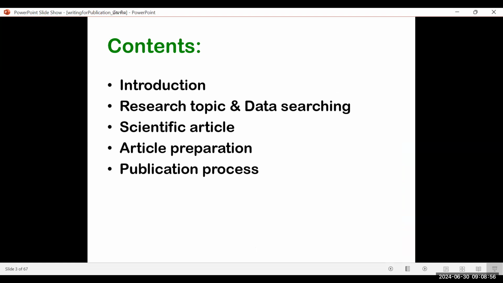My content for today will start with an introduction on why it is important to publish your work. Before publishing your work, research topics are far more important. How could you craft, ideate or innovate your research topics? Of course, through data searching. And what about the types of scientific articles? After you have finished all of your research work, you will make publications through article preparation. And later on, we will also cover the publication processes, right?